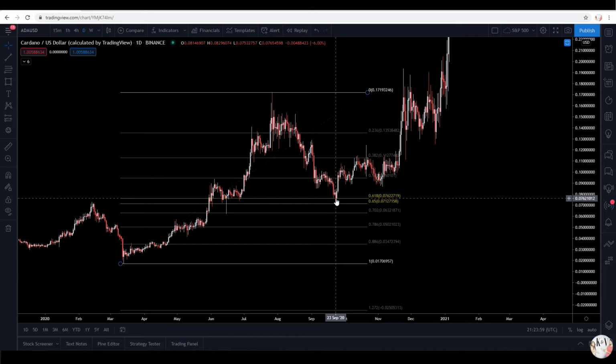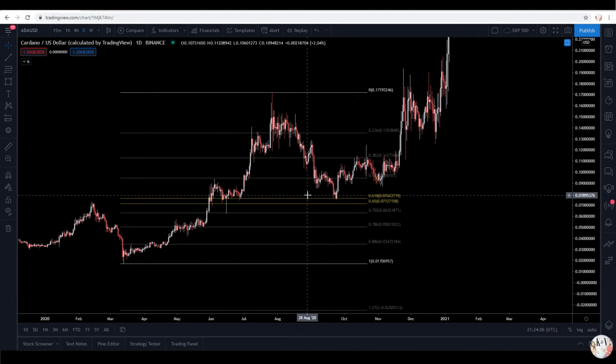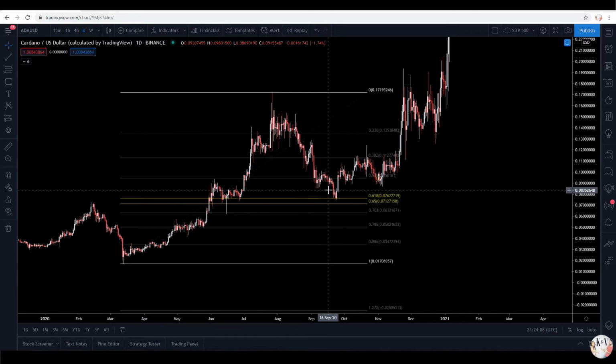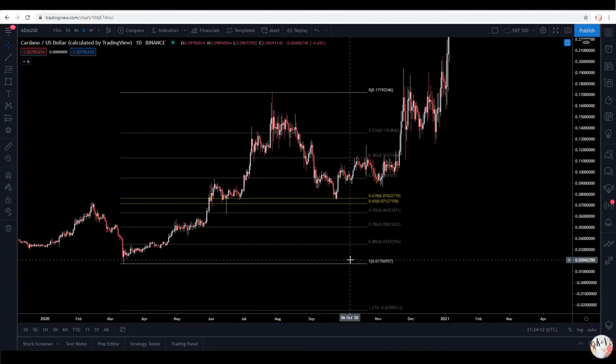Of course, it's not going to be perfect every time, but these are the areas that we start looking at and paying attention to. Of course, in a very strong downtrend, we can continue going and we can go even below this line.